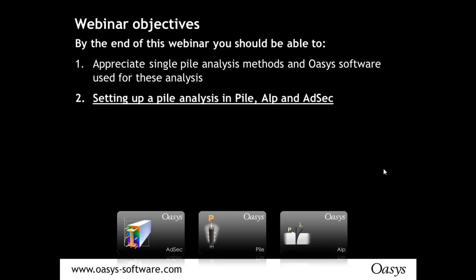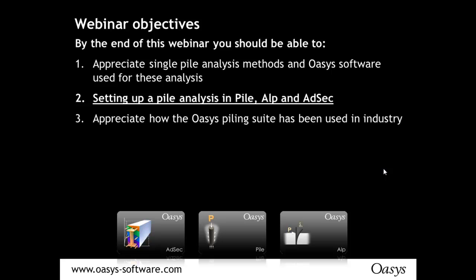I'm then going to set up a pile analysis in Pile, ALP and AdSec. So we'll look at a single pile, give it a look at the capacity analysis, determine its length, and go into ALP, apply a lateral load and see the way the pile is performing, and then finally look at a section analysis for the pile.